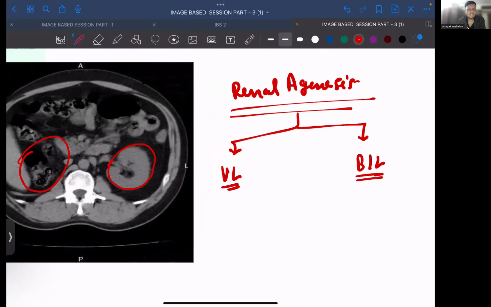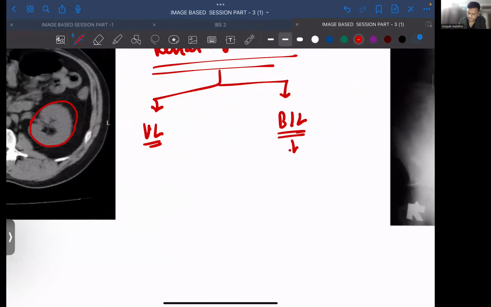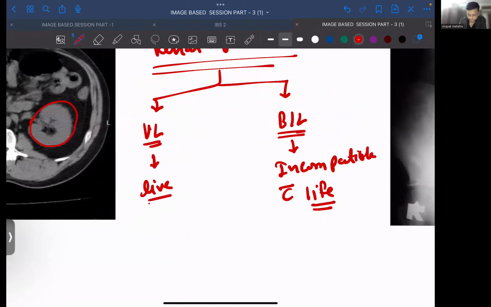Renal agenesis का मतलब होता है absent kidney. If both the kidneys are absent, is that child going to survive? No, it is not going to survive. So it is incompatible with his or her life, right? But unilateral, they can survive, so they will live, right?